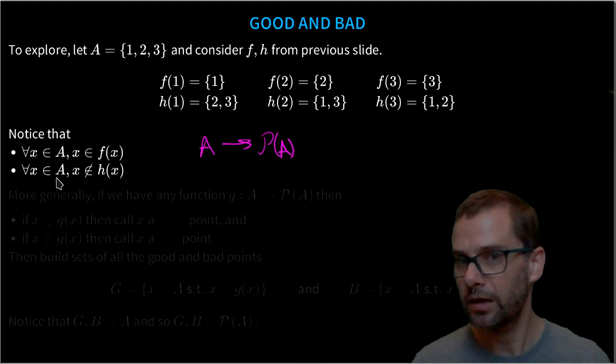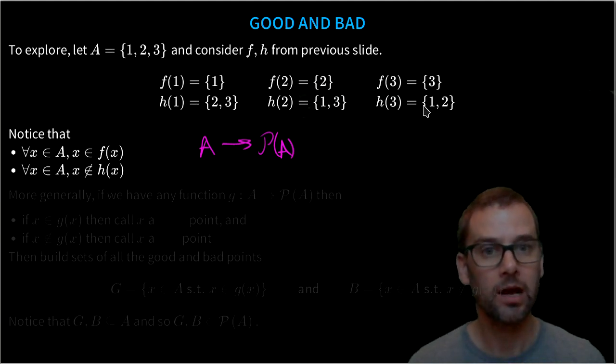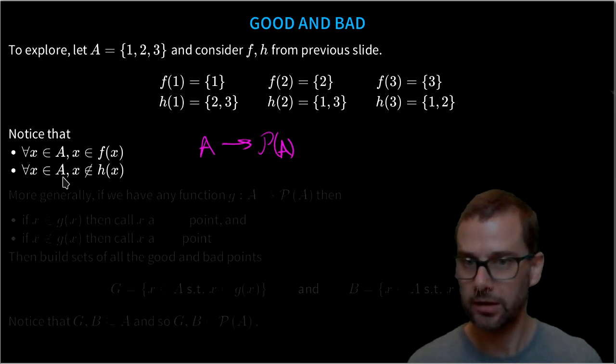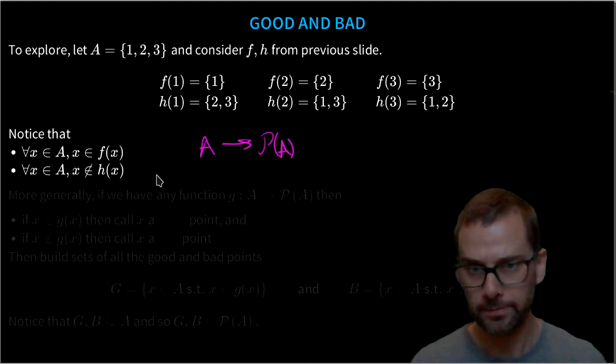On the other hand, for the function h, we have the opposite thing. 1 is not in its image, 2 is not in its image, 3 is not in its image. And so for all x in A, x is not in its image under h.